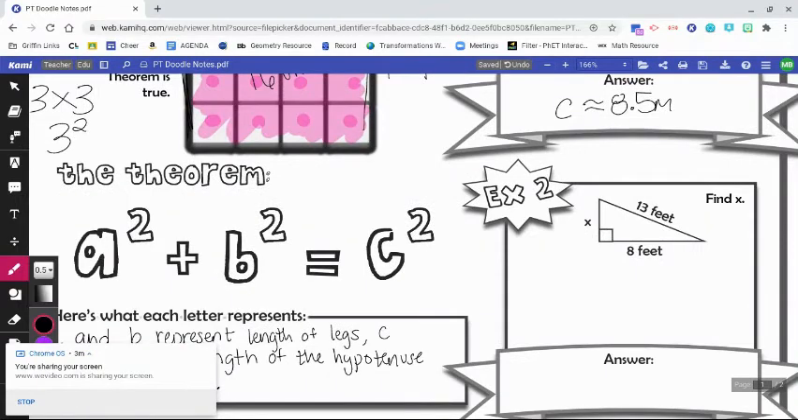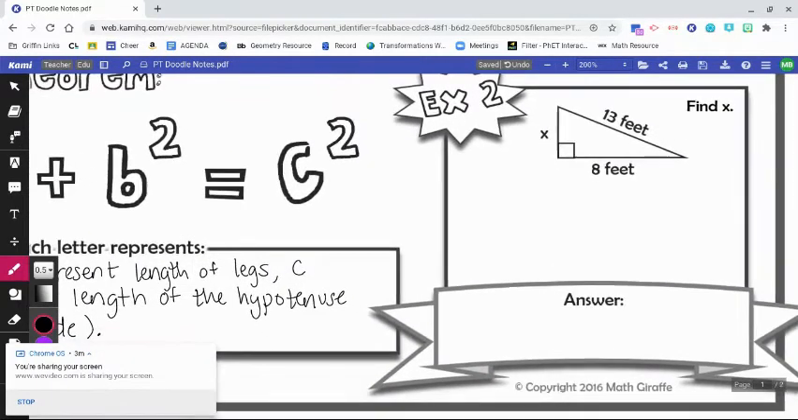Our example 2, we're actually going to be working backwards, and this time we're going to be solving for a leg. So I have a right triangle, and I knew that I was solving for a leg because our legs form the right angle, and the hypotenuse is always directly across from the right angle. So I know that my hypotenuse is 13. I know one of my legs is unknown and my other leg is 8.